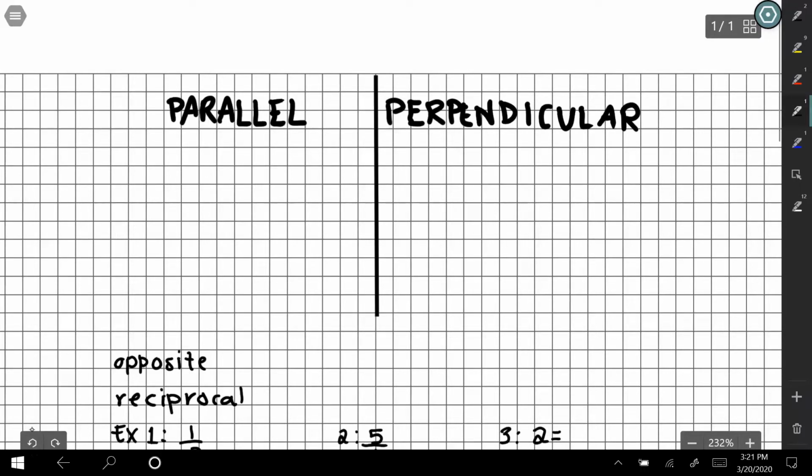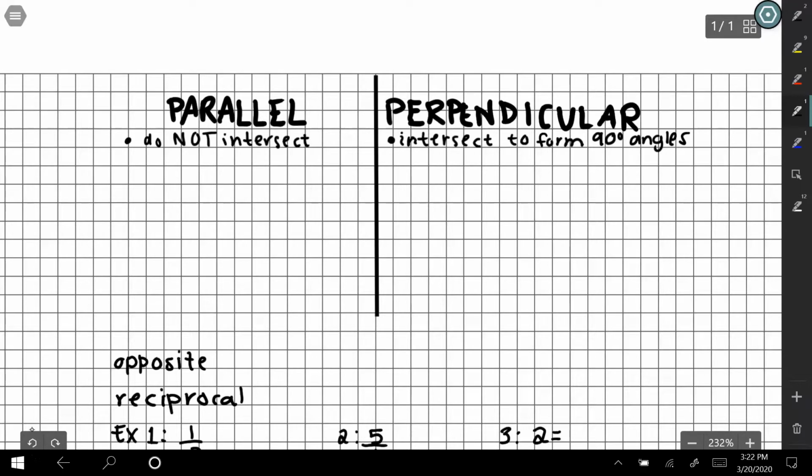So parallel lines are lines that do not intersect. Intersect means crossing over each other, so do not intersect means that they will not cross over each other, they will not touch each other. Perpendicular lines do intersect, and they intersect specifically to form 90-degree angles.